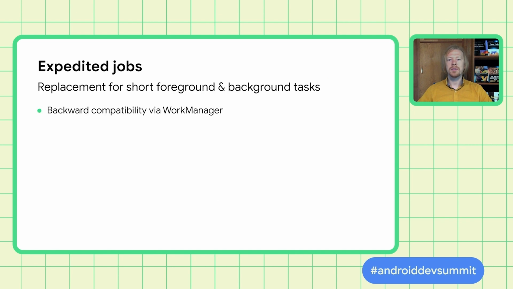Earlier this year, we introduced Expedited jobs as part of the WorkManager Jetpack library. These are low-latency jobs that can be invoked from either foreground or background to be executed right away. They can run during low-power modes, and we encourage developers to use them instead of launching foreground services when possible.